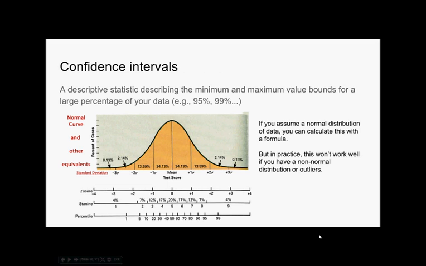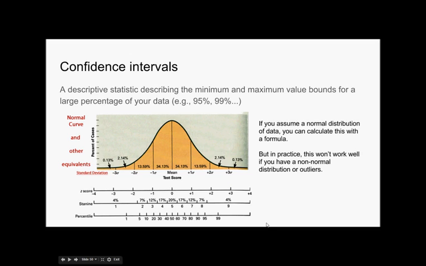Now, I've also talked a little bit about confidence intervals. You probably know what these are, but they're a descriptive statistic describing the minimum and maximum value bounds for a large percentage of your data. So typically, people report 95% or 99% confidence intervals. And all that means is that 95% of your data falls within these bounds. If you assume a normal distribution of your data, you can actually calculate the confidence intervals with a simple formula based on your mean and standard deviation. So, if you have a distribution that looks like this, for example, you can easily tell the percentiles because the distribution is symmetric, has the same standard deviation on both sides, and is centered about a central mean.